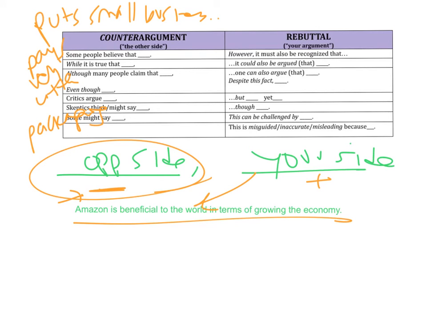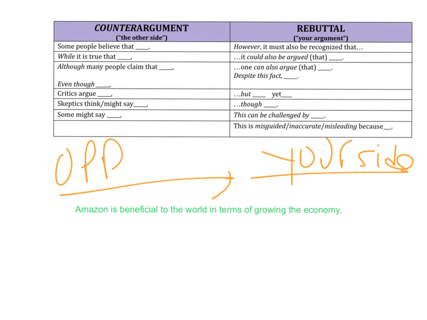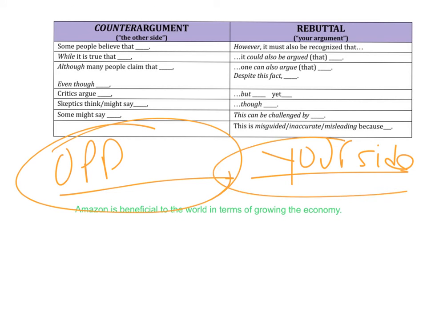Let's look at some examples for this version. So you're always going to say the opposite side first and your side, which means you could say something like, some people believe that Amazon damages the environment. This can be challenged by the fact that it is beneficial to the world in terms of growing the economy. So you have to think of something that is the opposite, comma, or sometimes a semicolon, your side. That's the way you're going to do that. Opposite side first, end with your side.